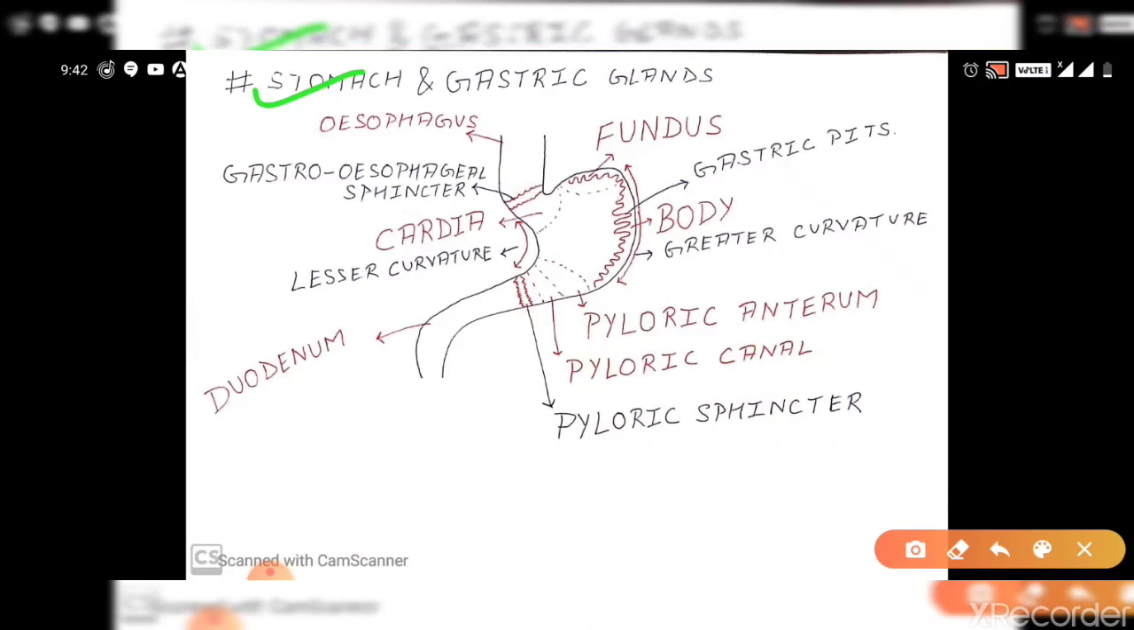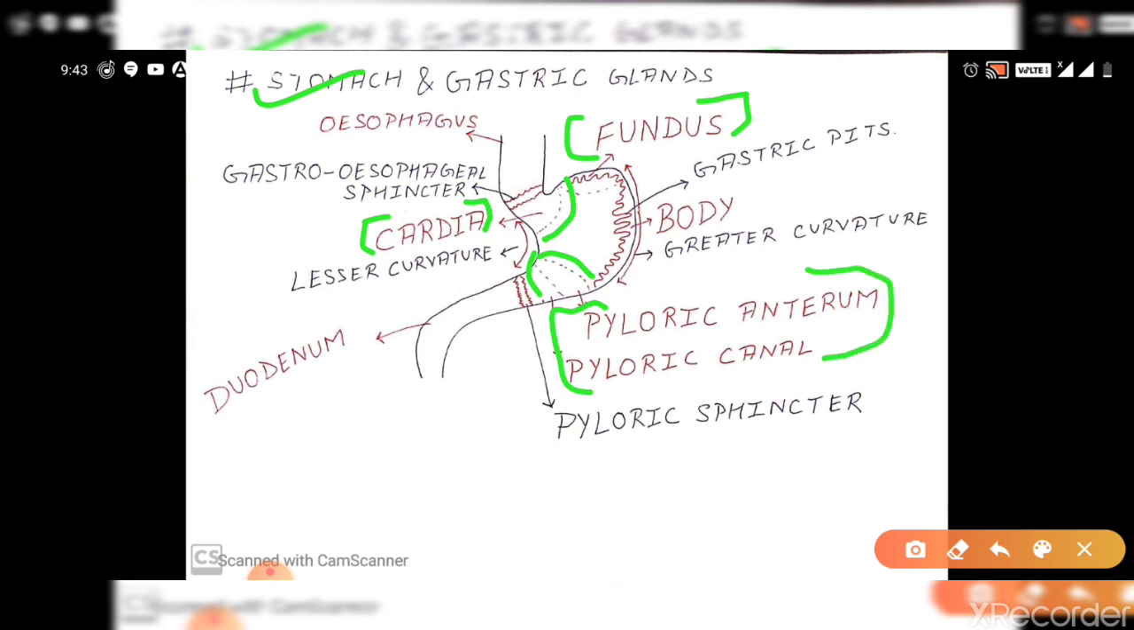Stomach. As you can see, the upper part of the stomach is the fundus, where the gas is stored. The part of the stomach near the esophagus is called the cardia. The part of the stomach near the duodenum is called the pylorus.